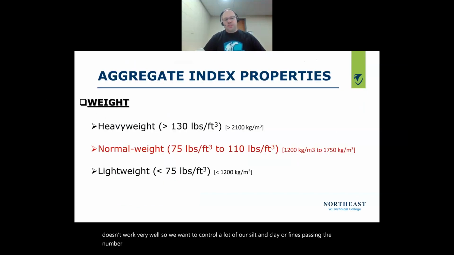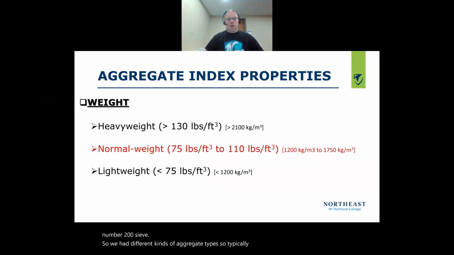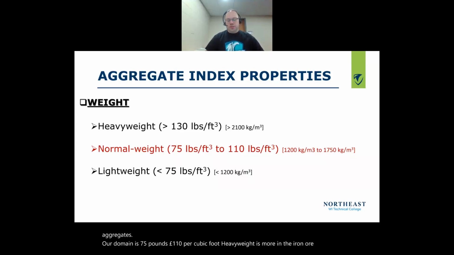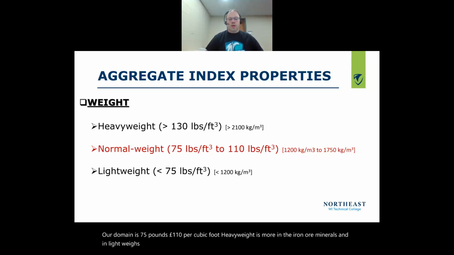So we have different kinds of aggregate types. Typically we're in the normal weight aggregates. Our dolomite is 75 pounds to 110 pounds per cubic foot. Heavyweight is more in the iron ore minerals, and then lightweight is more of the igneous rocks, very porous rocks. We can use those if we need to reduce the loads on our structure.